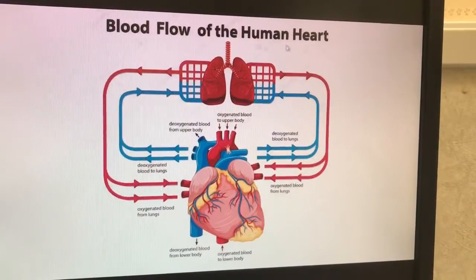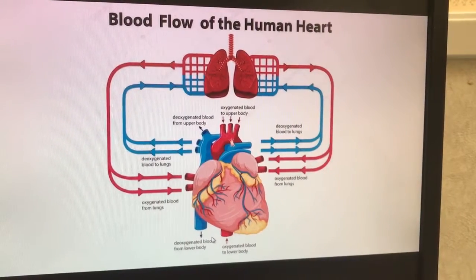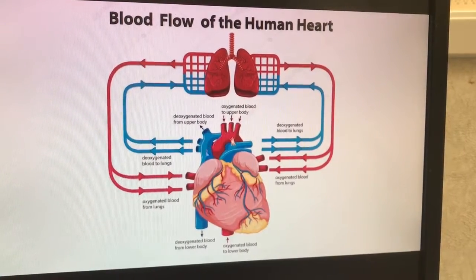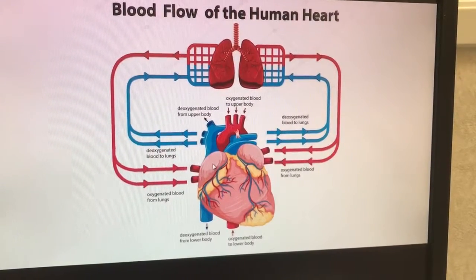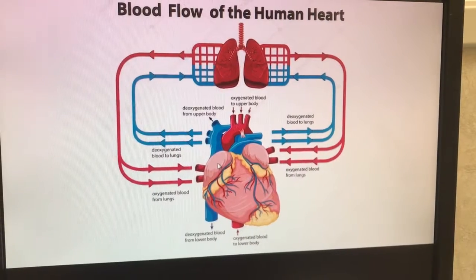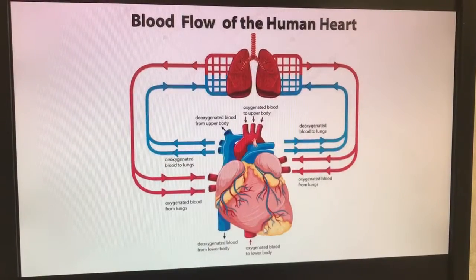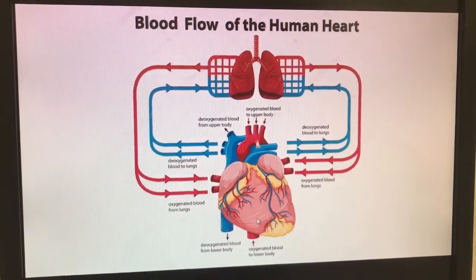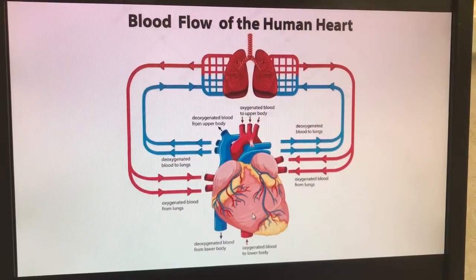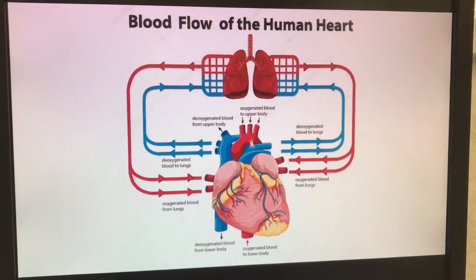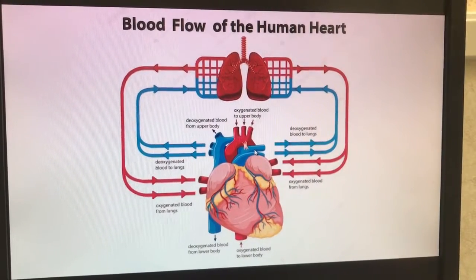Alright, so now we're going to go over blood flow of the human heart. So, deoxygenated blood comes in through the superior vena cava and the inferior vena cava into the right atrium, which is located over here, and then travels through the tricuspid valve in this area to the right ventricle, and then through the pulmonary valve it travels to the pulmonary artery, which is located over here. So it passes behind and then into this artery, and then out to the lungs.